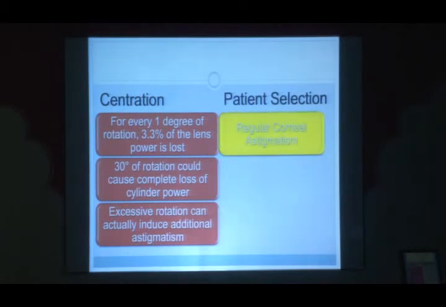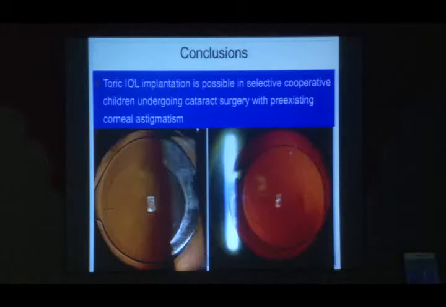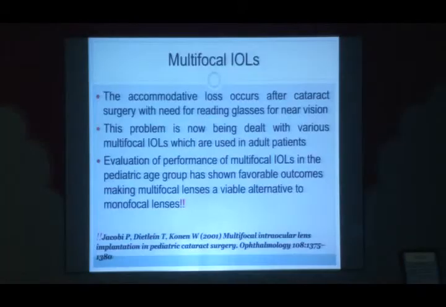Patient selection is important, such as regular corneal astigmatism, intact capsule, and in the bag placement of IOL. So, in conclusion, toric IOL implantation is possible in selected cooperative children undergoing cataract surgery with pre-existing corneal astigmatism. Now comes the multifocal IOL.